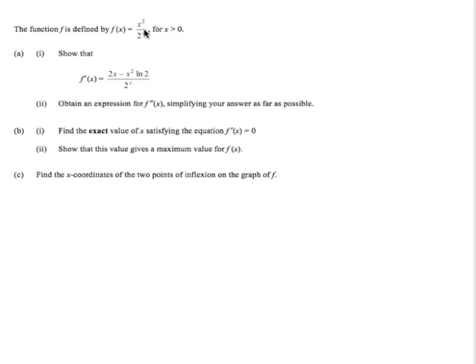The function f of x is x squared over 2 to the x. We have to find the derivative, and they luckily showed you the derivative is this. So if we use the quotient rule, we have low d high minus high d low, which is 2 to the x ln 2, all over low squared.